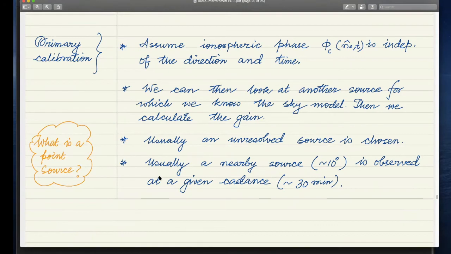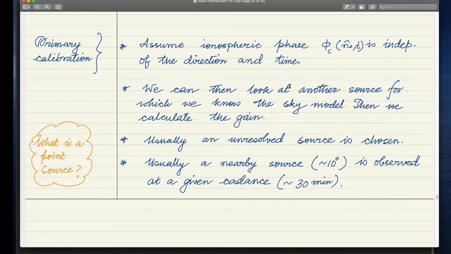But anyway, what you do is, remember that we have one part of the ionospheric phase which depends on which direction your antenna is looking at, and that will not be the same in the direction of your target source and the direction of your calibrators, maybe 10 degrees away. So for the time being, we assume that it is the same.